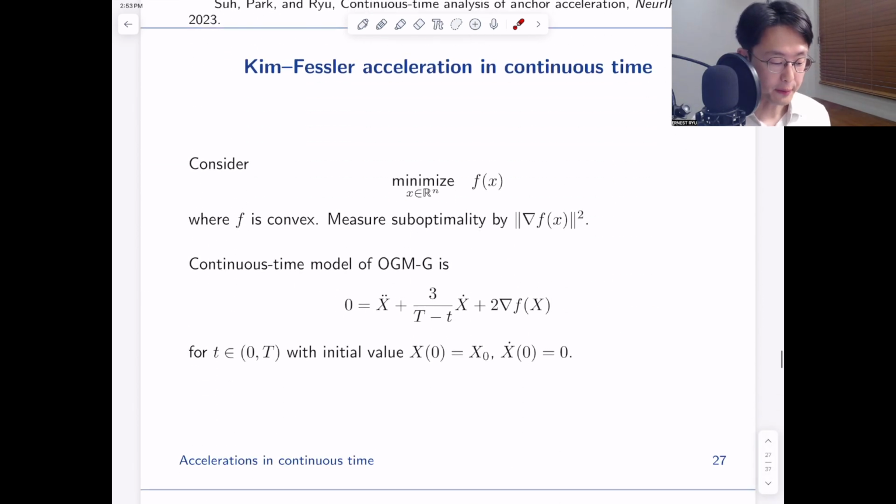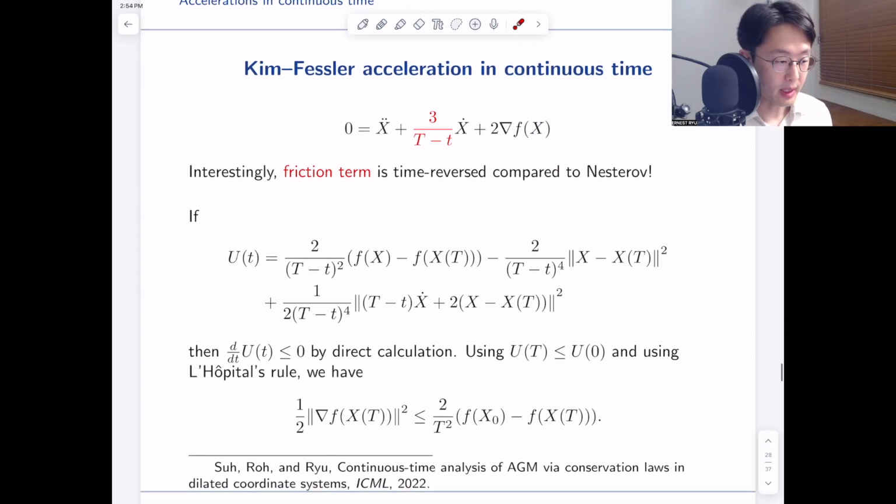Okay, so then what about Kim-Fessler? Well, again, let's consider the problem of minimizing the function f of x, but now we're going to measure suboptimality by the gradient magnitude. Now, if we take OGM-G, a Kim-Fessler acceleration method, and consider the limit of small step sizes, we get this ODE, where, well, this is interesting. So it's an initial value problem where there's an initial position and an initial velocity, which is 0, and the terminal time is big T, and at terminal time, this friction coefficient blows up.